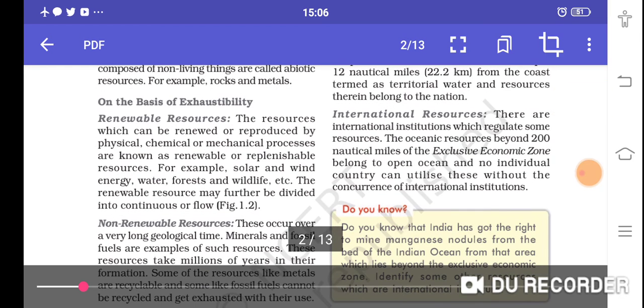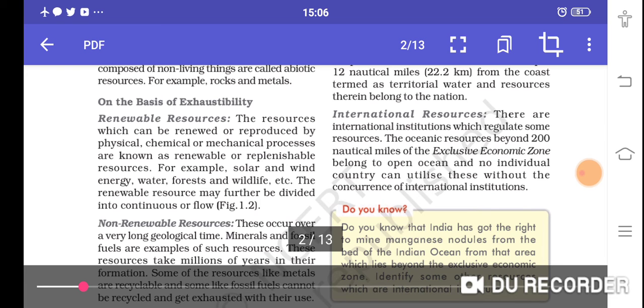And the last one is what? International resources. It means there are international institutions which regulate some resources. For example, the oceanic resources, which can be used or utilized by any nation.